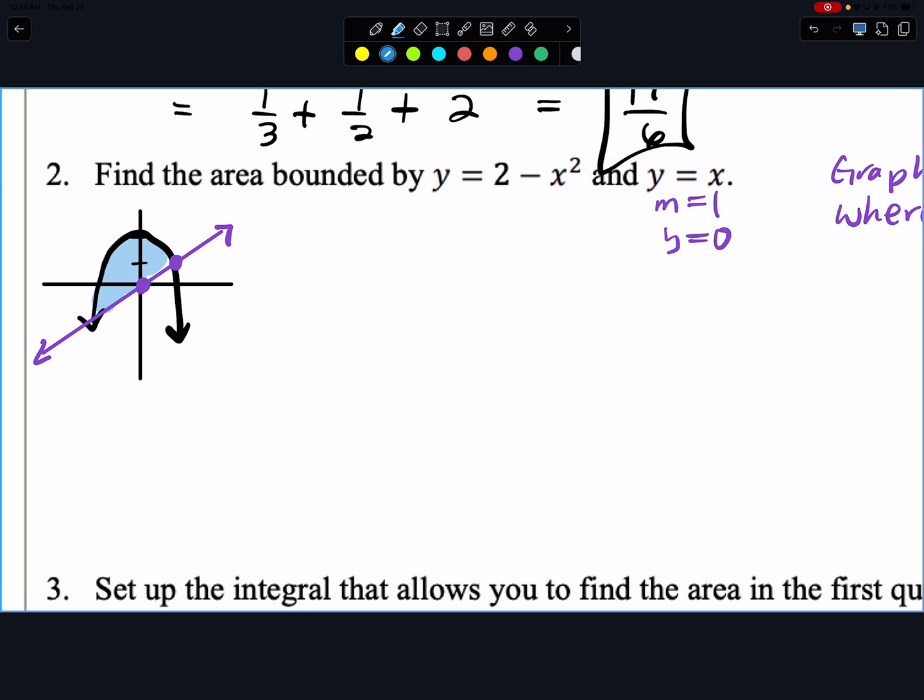Okay. So this is how you find where they cross. Where the graphs cross is where the two functions are equal to each other. Because one's quadratic and one is linear, we can find where they cross algebraically pretty easily. So to find the intersection points, we're going to say that 2 minus x squared is equal to x and solve for x.